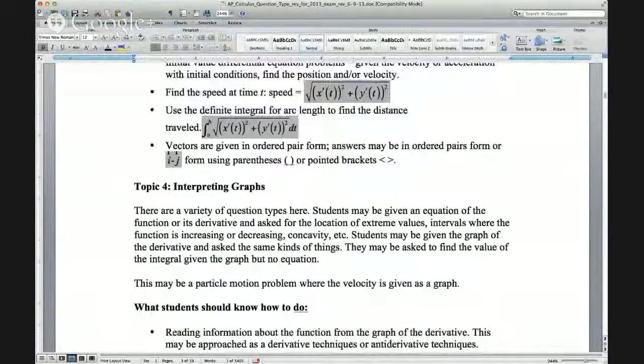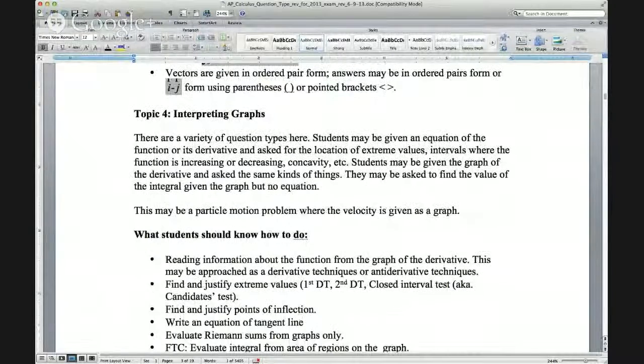All right, interpreting graphs. There are a variety of question types. You can be given the equation of the function or its derivative and ask for the location of extreme values, intervals where it's increasing, decreasing, concavity, etc. You may be given the graph of the derivative and ask the same types of things. You could also be asked to find the value of the integral given the graph but no equation. This could also be particle motion where the velocity is given as a graph.